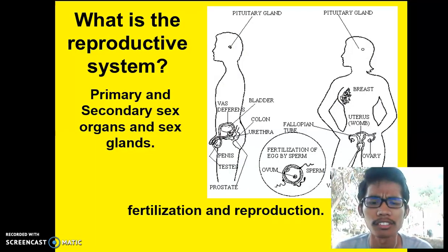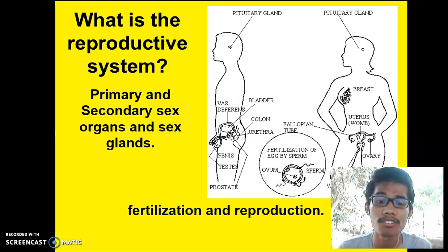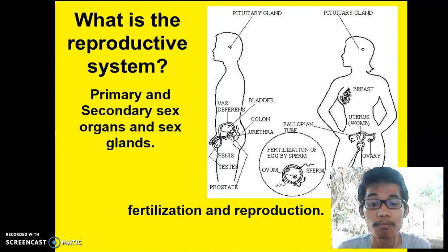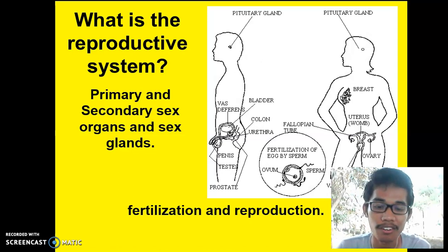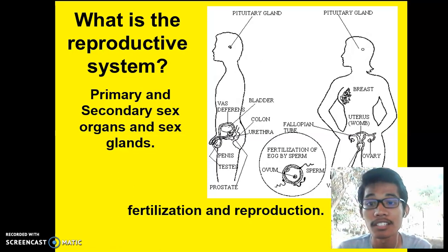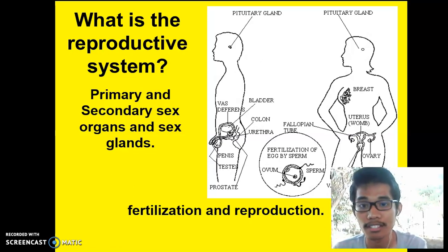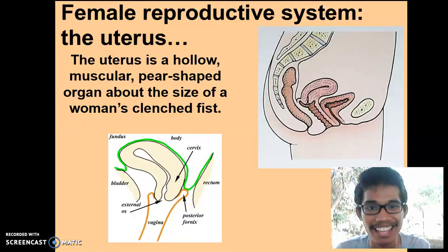What is a reproductive system? The primary function of the reproductive system is to perpetuate its species through sexual organ fertilization and reproduction. The reproductive system has primary and secondary sex organs and sex glands. So first, we talk about the female reproductive system.